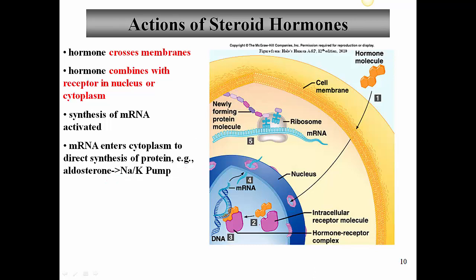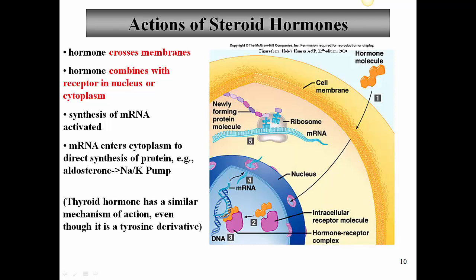It comes through the cell membrane, binds to an intranuclear receptor. The hormone receptor complex then binds to DNA, which produces mRNA. The mRNA gets translated into new protein, and that protein gets placed in the membrane and then can regulate the water balance of the cell.